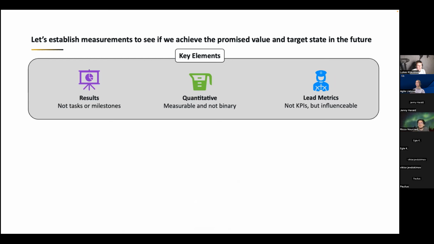Secondly, I also would like to establish measurements to see if we achieve the promised value of our OKR vision. And therefore, I'm using 3 other key elements. I want to measure in results, not in tasks or milestones. I want to have it quantitative, so measurable and not binary. And I want to have a leading metric. So not KPIs, which I can measure afterwards. A leading metric is something I can measure along the way at every point in time. So not just after a quarter, but tomorrow, the day after tomorrow, and so on. If you can achieve that, that would be the Champions League.